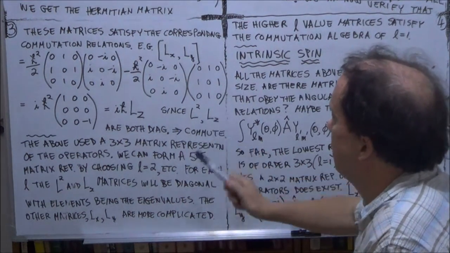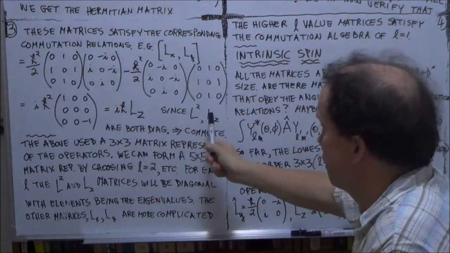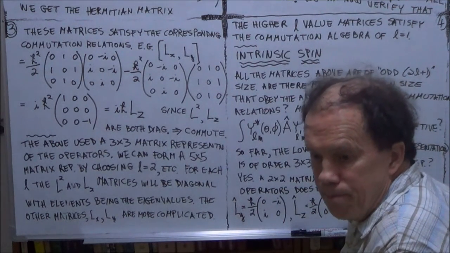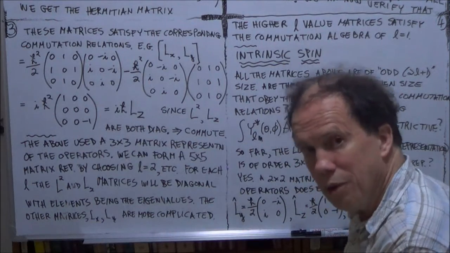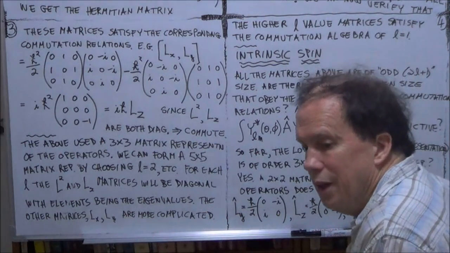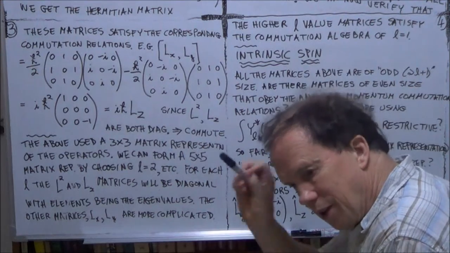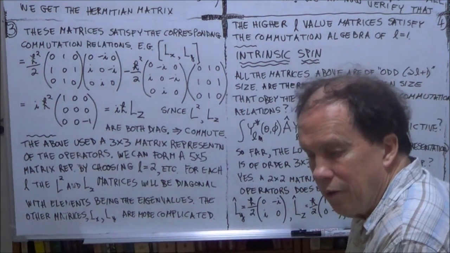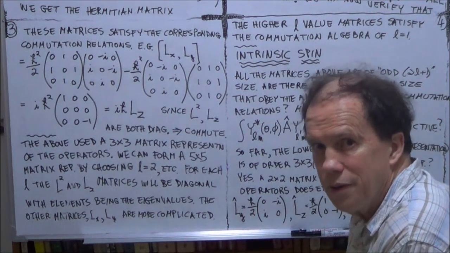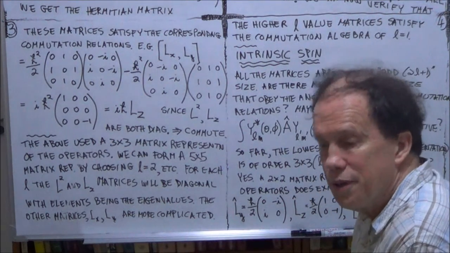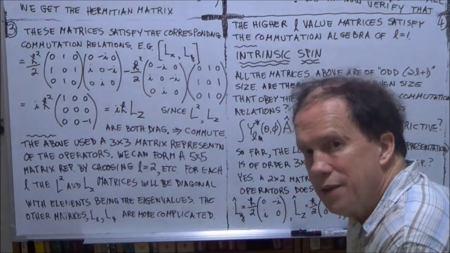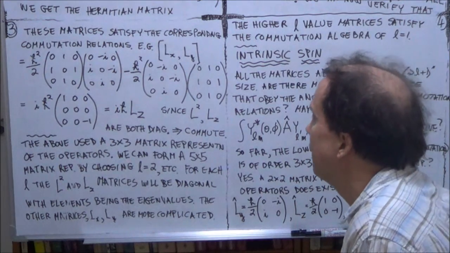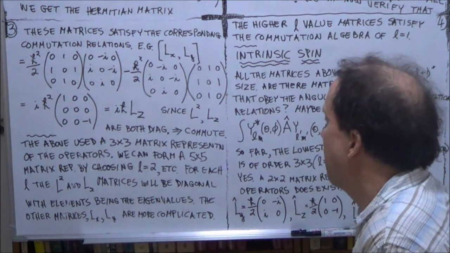The operators commute, and we've just shown that the corresponding matrices also commute. So the two sets, the operators and the matrix representations of the operators, obey the same rules. They have the same algebra, if you like. The commutation relations are the same, or equivalent.